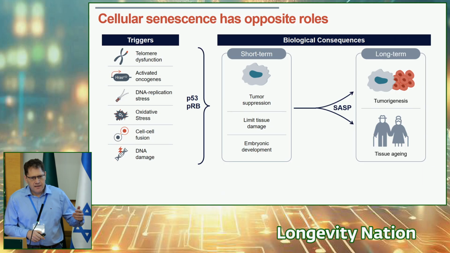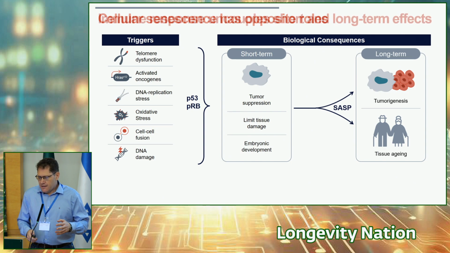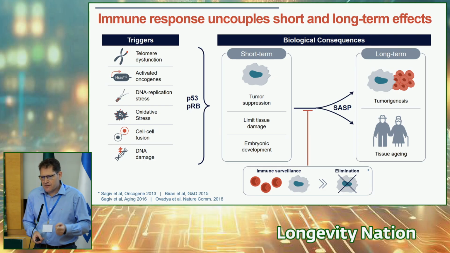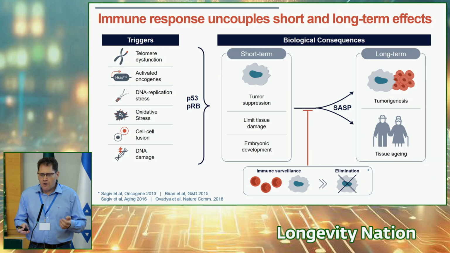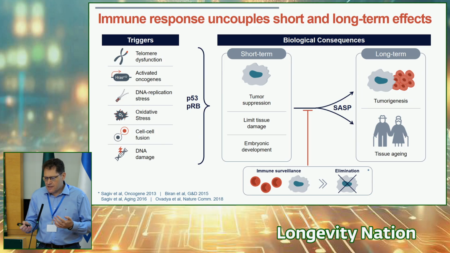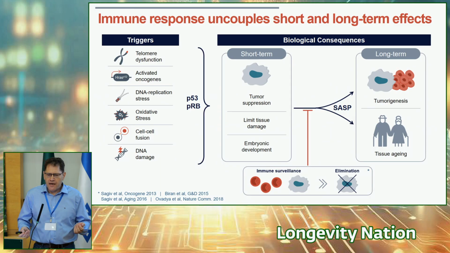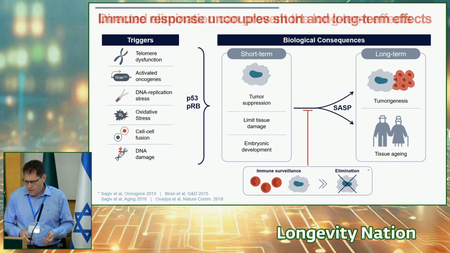So when they accumulate and secrete what's called the senescence-associated secretory phenotype, or SASP, they can promote tumorigenesis and promote tissue aging. And then the immune system comes in and tries to uncouple the positive short-term responses from the negative long-term responses, basically keeping normal homeostasis by maintaining the normal turnover of senescent cells and by eliminating senescent cells after they are formed and after they have executed their beneficial function.